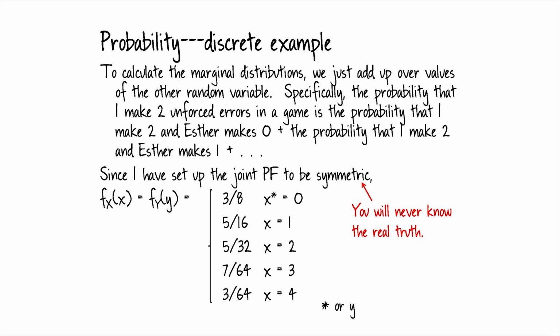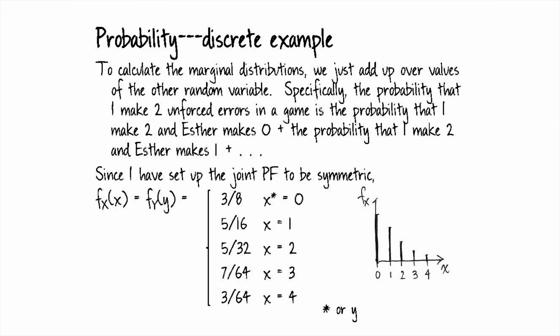And I want to also mention that I will never reveal the true distributions of our unforced errors. You can speculate if you want. Okay. Oh, and here it is graphically, okay? So both of the marginal distributions look the same, obviously.